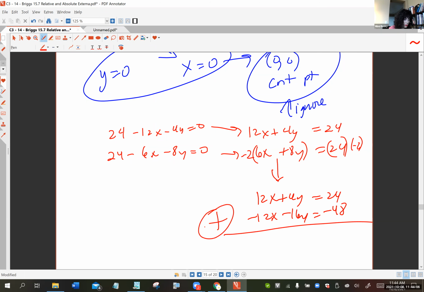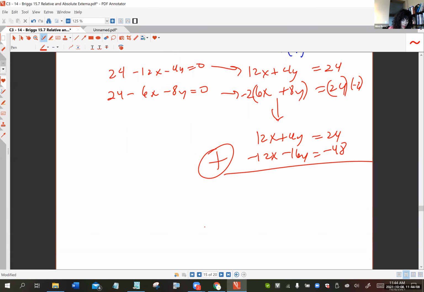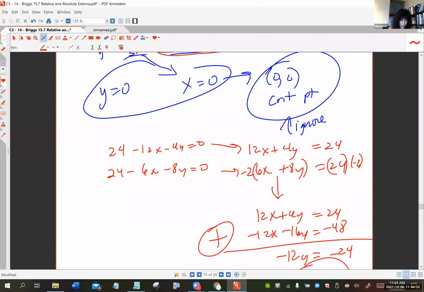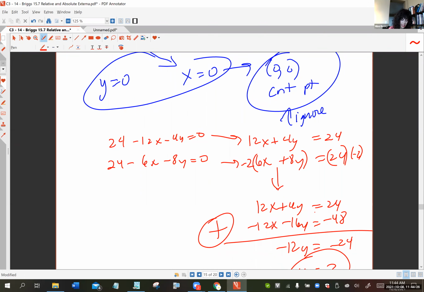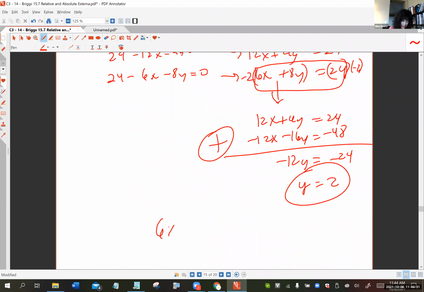If I add these two equations together, I'll eliminate the x. Cool. And then what? I'll have -12y equals -24. And then solving for y, y is 2. Cool. And then what? Well, go get your x. How do I get x? Well, you can substitute it into either one of your two original equations. How about if I substitute it into the 6x plus 8y? That one's nice.